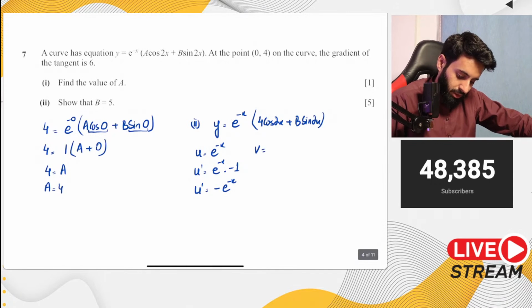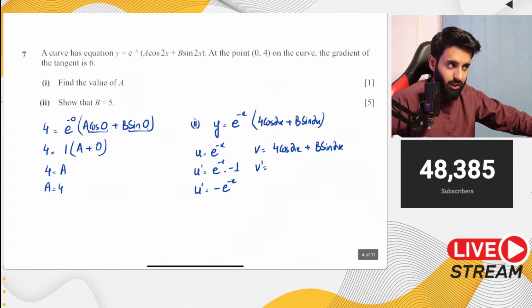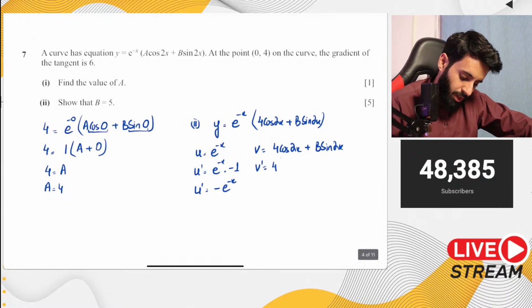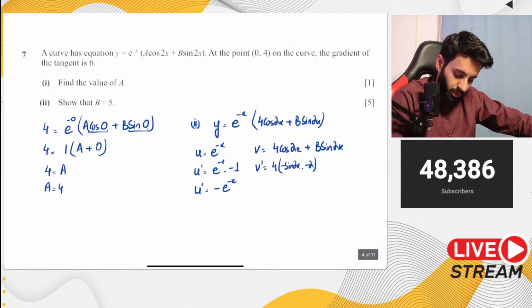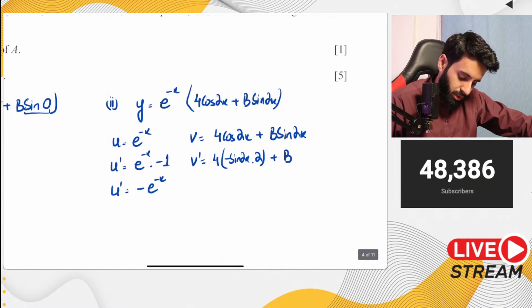V is equal to, and this is where you have to be a little bit careful, 4 cos 2x plus b sine 2x. Now remember, the differential of sine is cos and the differential of cos is minus sine. So 4 into minus sine 2x multiplied by positive 2. Why are we multiplying it by 2? Because that's what the differential of the angle is. Plus b into cos 2x multiplied by 2.